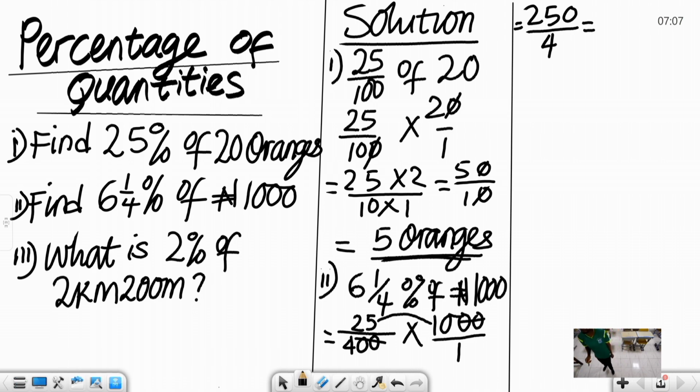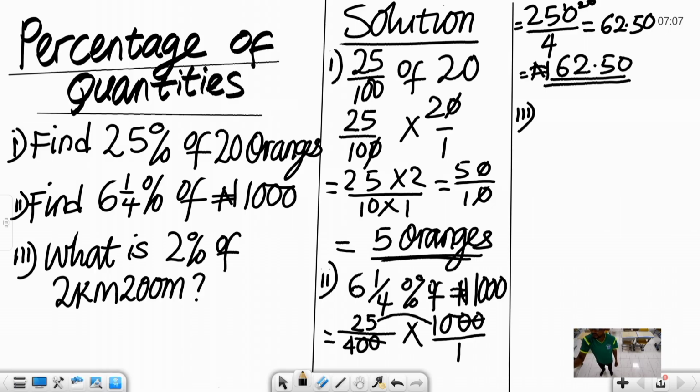We're going to put the naira at the end of our calculation. 25 divided by 4 gives 6. And of course it's going to remain 1. 10 divided by 4 is going to give us 2, remaining 2. 20 divided by 4, this point, that's going to be 5. So at the end of the day, the answer is going to be 62 naira 50 kobo.